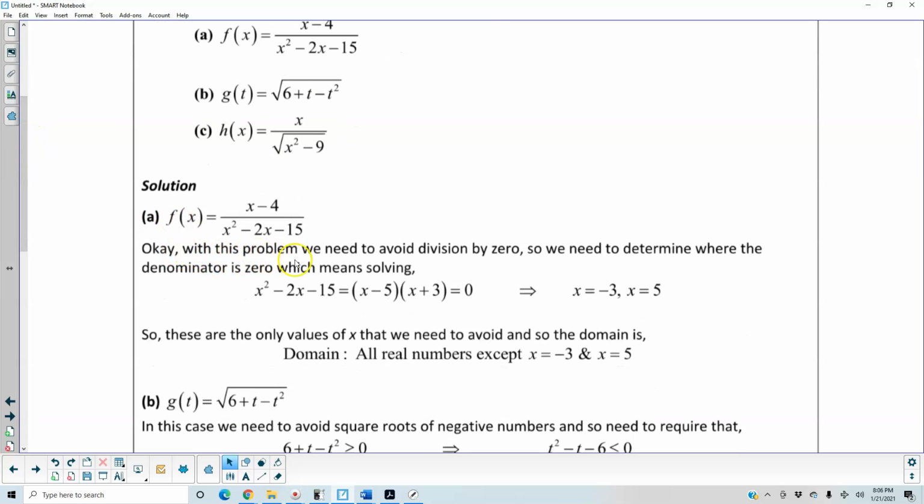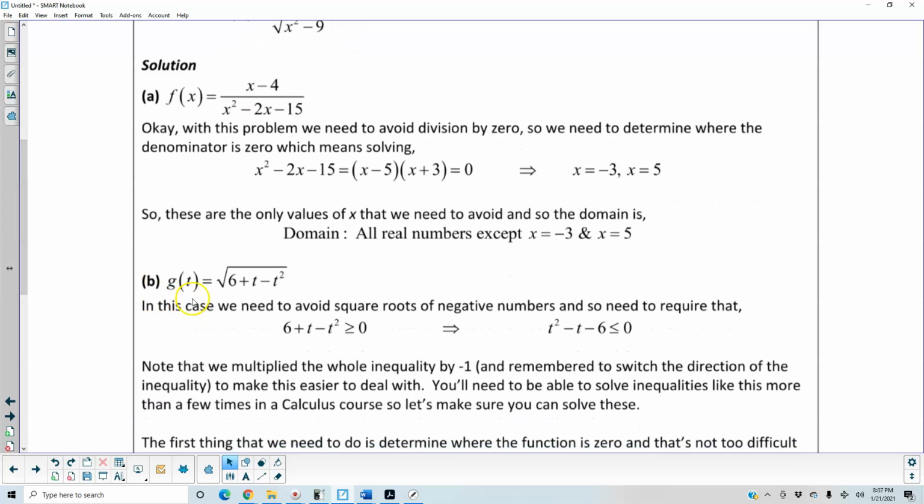So in this problem, we need to avoid division by 0. So we need to determine where the denominator is 0, which means solving this equation and setting it equal to 0. So we have x squared minus 2x minus 15. We can factor that to be x minus 5 times x plus 3, which is equal to 0. Now solving both of them for x yields x is equal to negative 3, or x is equal to 5. So these are the only values of x that we need to avoid, and so the domain is the following. The domain is all real numbers except x is equal to negative 3 and x is equal to 5.